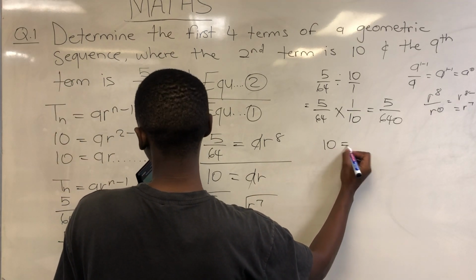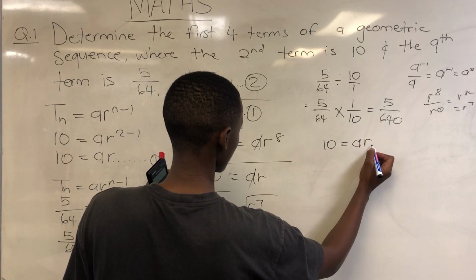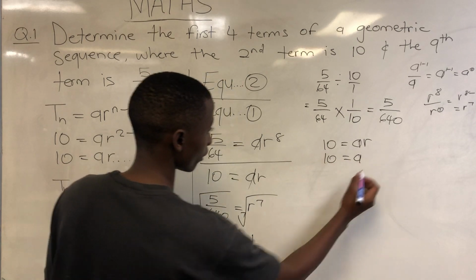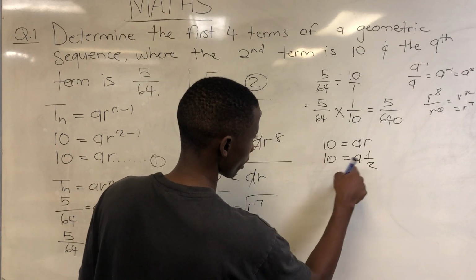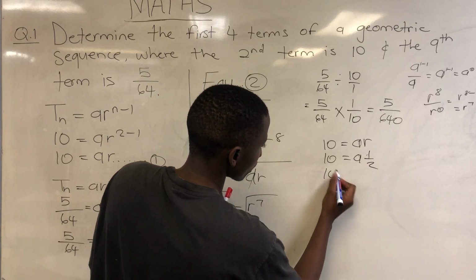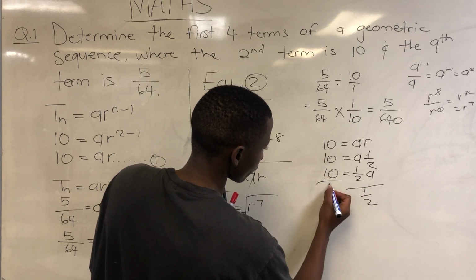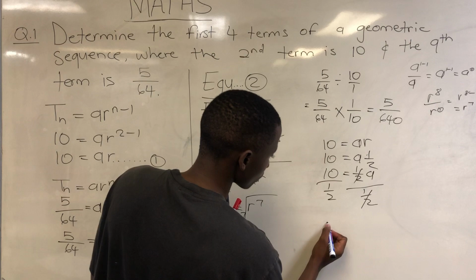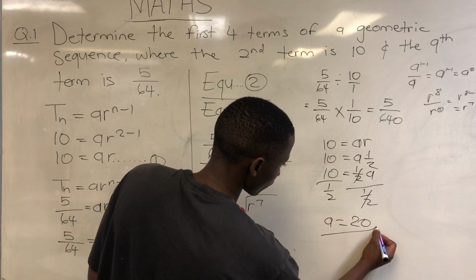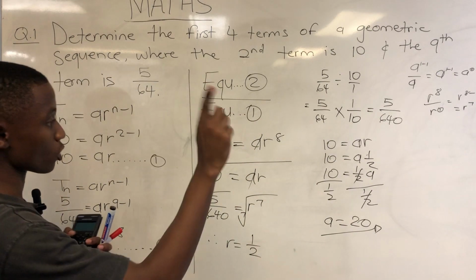So we're going to have 10 is equal to ar, which is equation 1. So 10 is equal to a multiplied by half, so it's half a, right? So 10 is equal to half a. Divide by half, so this cancels and we are left with a. 10 divided by half is equal to 20. So the value of a is 20. Our very first term in that sequence is 20.